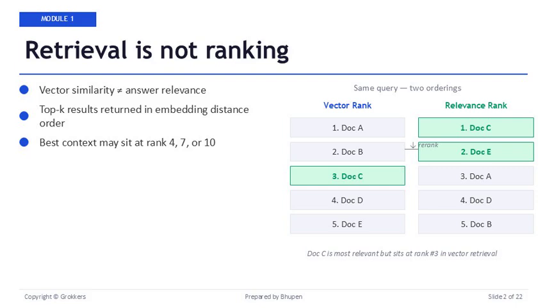Look at this example. Doc C is clearly the most relevant to our query, but vector search buried it at rank 3. After re-ranking, it jumps to the top where it belongs. Imagine sending a student to a library and they come back with 5 books. The best one is tucked in the middle of the stack. Re-ranking is the act of flipping through and putting the best book on top. So how do we actually build this re-ranking step into a pipeline? That is what the next slide reveals.